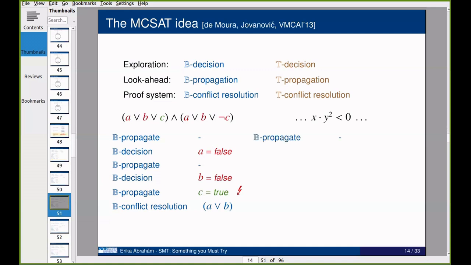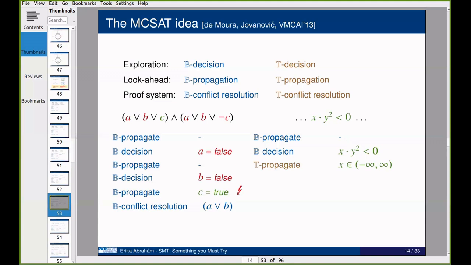Now, like before, Boolean search takes place with the same ingredients, but in addition, we will do the same in the theory. So Boolean propagation will not bring us anything. But a Boolean decision could make this constraint true. And now we could decide, well, we switch to the theory, and we also want to explore. For example, now we know this constraint should be true, so we could guess a value for x.